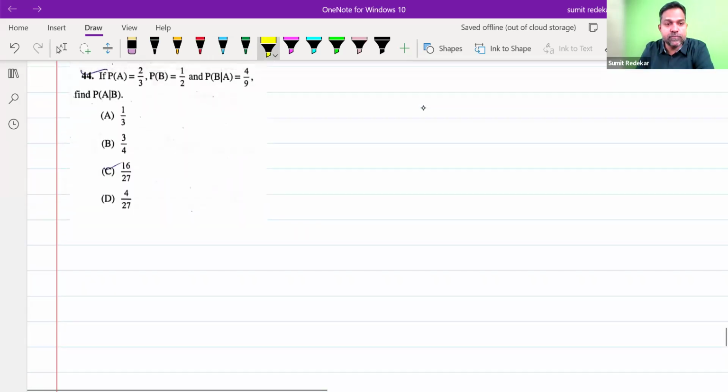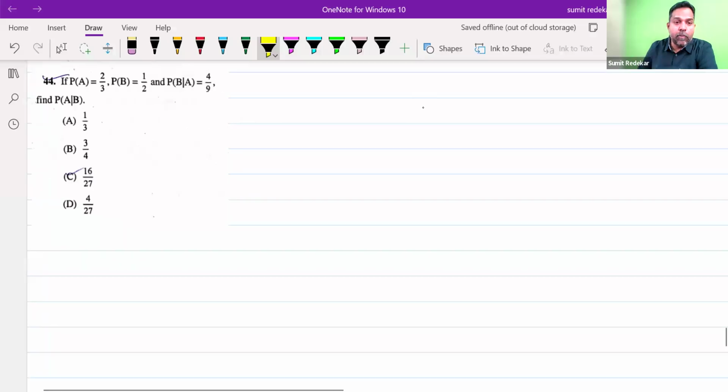Moving on to question number 44. Probability of A is given to you, probability of B is given to you, B knowing A is given to you, A knowing B is asked. What do I need for A knowing B? I need the intersection and I need B. I have the intersection? No. I have B? Yes. Where will the intersection come from? The intersection will come from here.